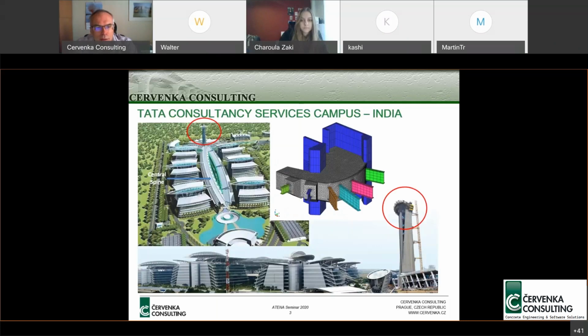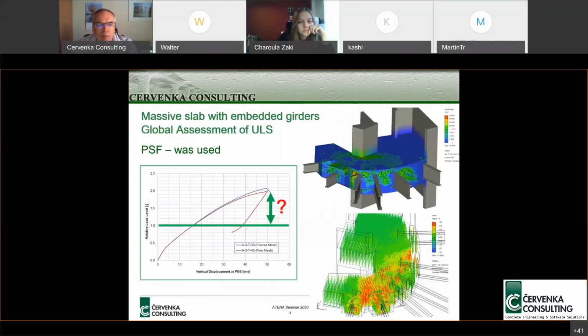So to demonstrate the topic, I want to show an example very briefly. For instance, this is a project in India where recently they constructed this large campus.